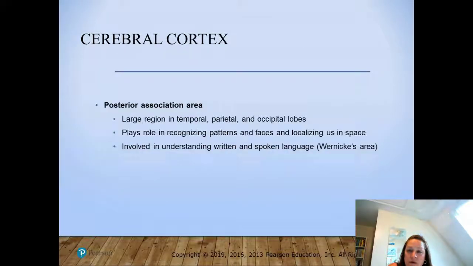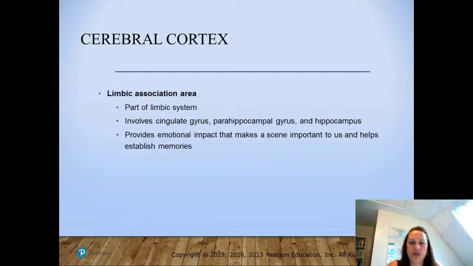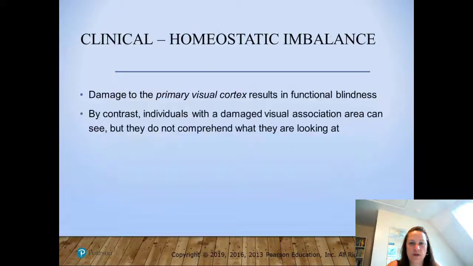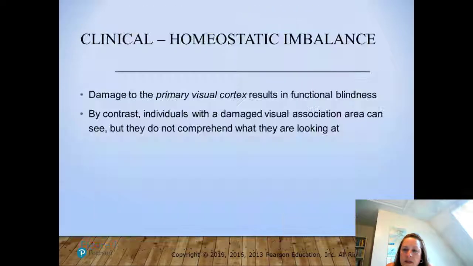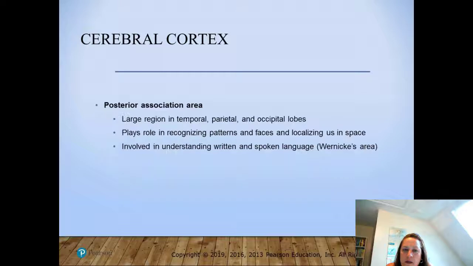The posterior, right, recognizing faces, localizing us in space. Where are you? Understanding the written and spoken language. So if we go back to the brain, see that Wernicke's area outlined with the dashed line, right? That's the written and spoken language area.